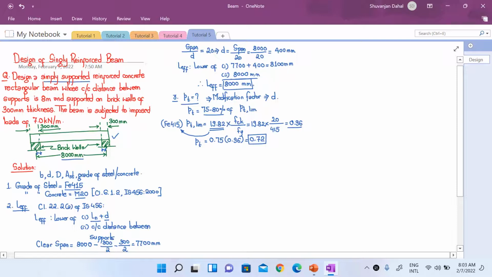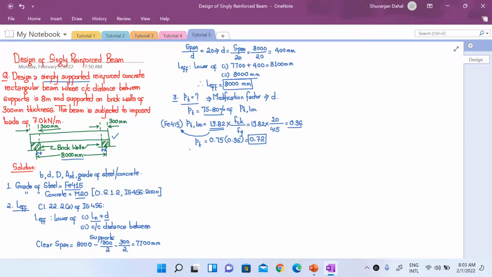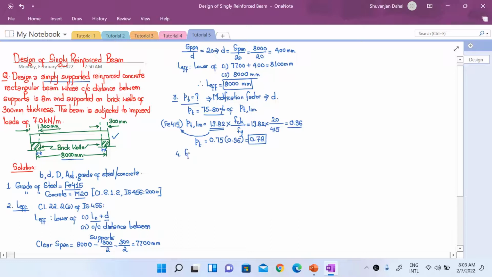So now that we know the percentage of steel reinforcement, let us determine the actual effective depth. So in number 4, we will calculate the effective depth D. We got the basic value of span to effective depth ratio is 20, and from that we got the value of effective depth is 400 mm. But as we discussed in our theoretical lectures, this effective depth value is modified based on the percentage of steel reinforcement that we have provided in our rectangular beam here.